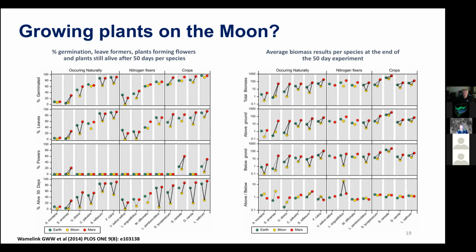And then on the right-hand panel, looking at the average biomass results per species at the end of the 50-day experiment. And you can see that in pretty much all cases, there are some exceptions, but lunar regolith simulant fares less well than plants grown on Earth soil, a representative sample of Earth soil, or for that matter, Martian regolith. And I'll come on to Martian regolith in a moment. It doesn't necessarily mean that you can't grow plants in lunar regolith simulant. It just means that the efficiency and the percentage yield, if you like, is expected to be lower.